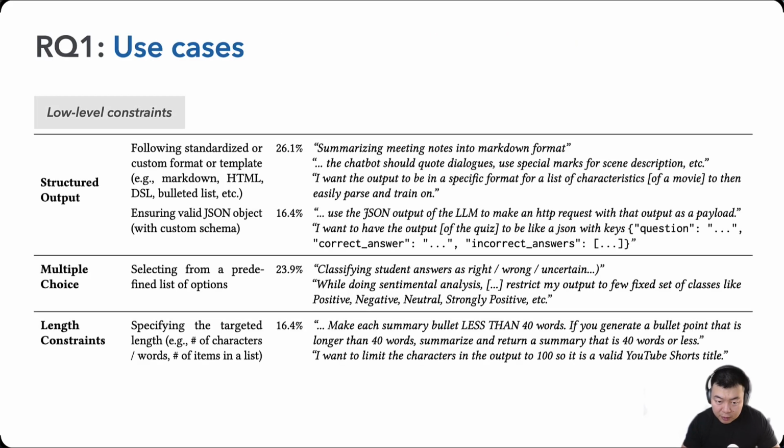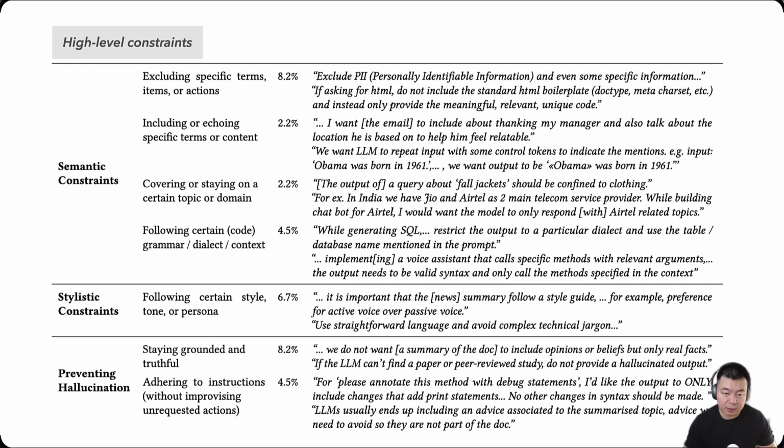To answer the first question, we created a taxonomy of different types of constraints that developers would like to apply over LLM outputs. In a nutshell, users very frequently need low-level constraints, which mandate that the output conform to a structured format, such as a JSON object with custom schema or key-value pairs, and make sure that the output is at an appropriate length. In the meantime, developers also need to be able to apply high-level output constraints, which involve semantic and stylistic guidelines that users would like the model to adhere to without hallucinating.